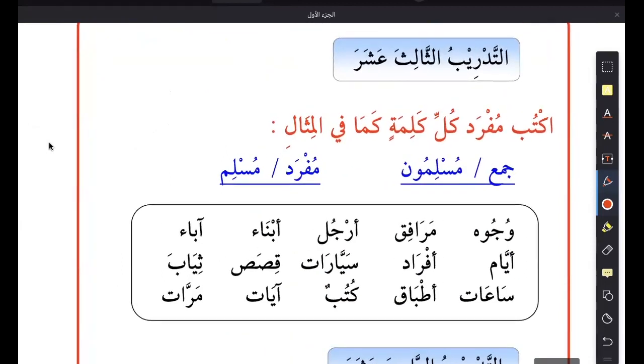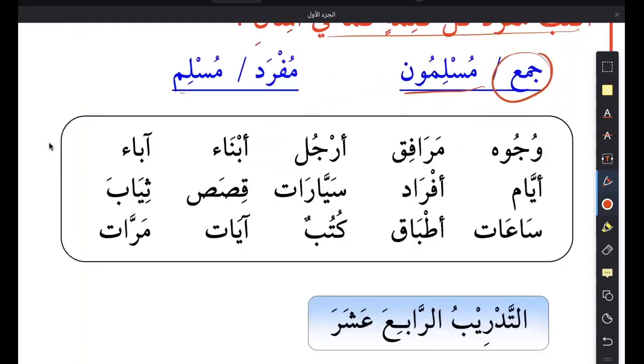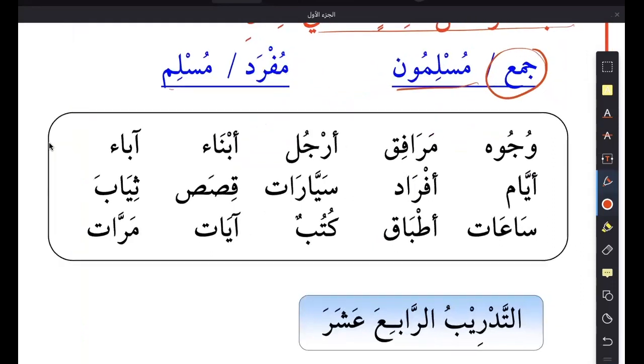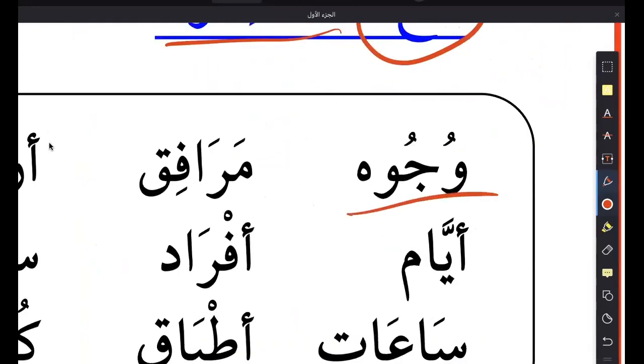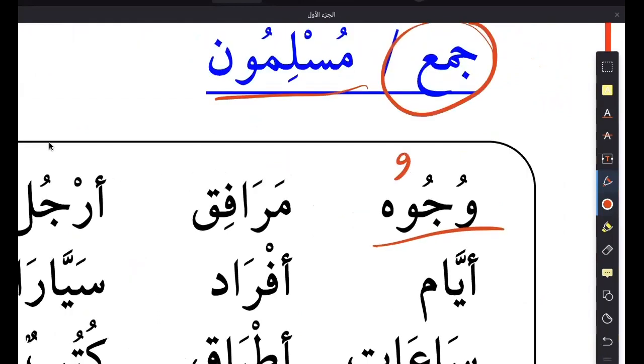And we have التدريب الثالث عشر, the 13th exercise. اكتب مفرد كل كلمة كما في المثال. Write the singular of every word, as in the example. So jam'u, the plural, is muslimuna, and mufrad is muslim. They are giving you the plural and you have to know its singular. So the word we have is wujuh. Wujuh is what? Faces. So what is the singular? Wajhun. Okay, wajhun.